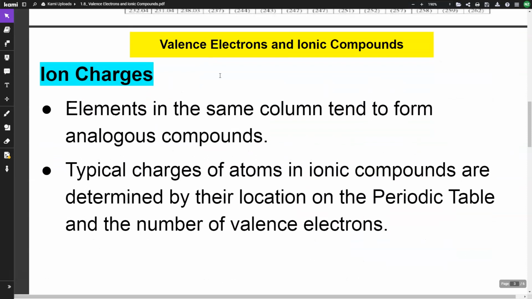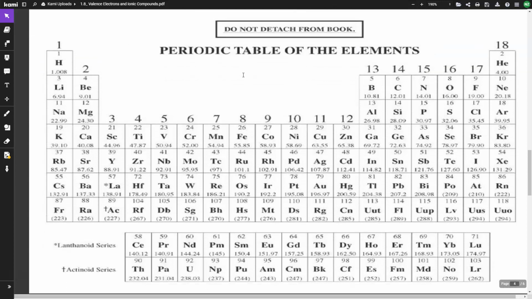Okay, so ion charges: elements in the same column tend to form analogous compounds. Typical charges of atoms in ionic compounds are determined by their location on the periodic table and the number of valence electrons. So let's go back to the periodic table. Again, the key here is the noble gases. Everybody wants to have a full outer shell and have 8 valence electrons. So my first group has 1 valence electron. It's going to lose that outer shell to get to a completely full shell underneath. So let me show you what I mean.